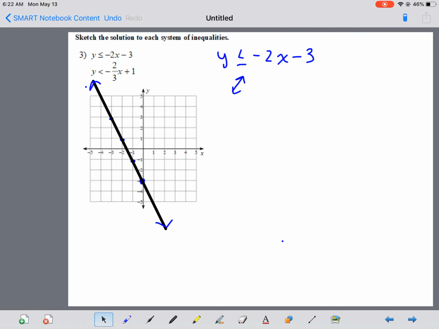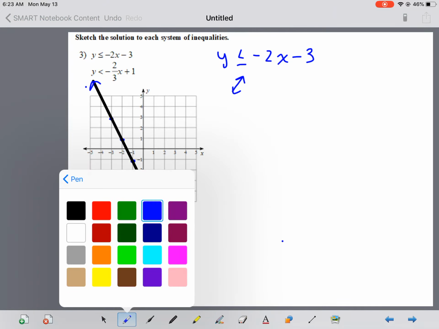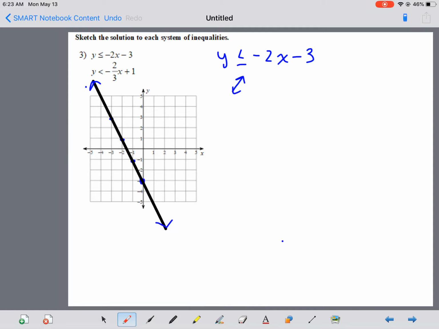Now we want to graph the other inequality. Let's use red for that one. Our other inequality is y less than negative 2/3 x plus 1. In this case, we are going to have a dotted line, not a solid line, because of the inequality symbol. It's just less than instead of less than or equal to.